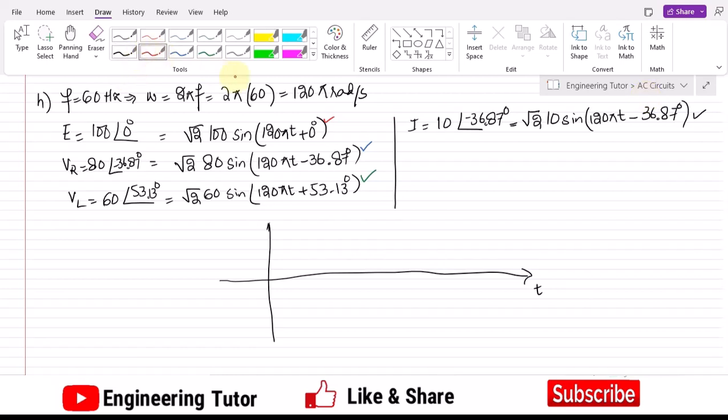So first of all, let me plot the voltage here. For plotting the voltage, the phase angle is 0 degrees, so it is now very easy for me to plot. Okay, so that is the value of the voltage. The peak value it has is square root of 2 times 100, and this is the negative peak value, which is minus square root of 2 times 100.